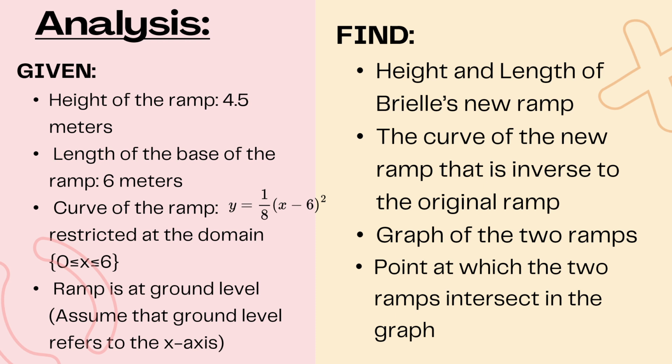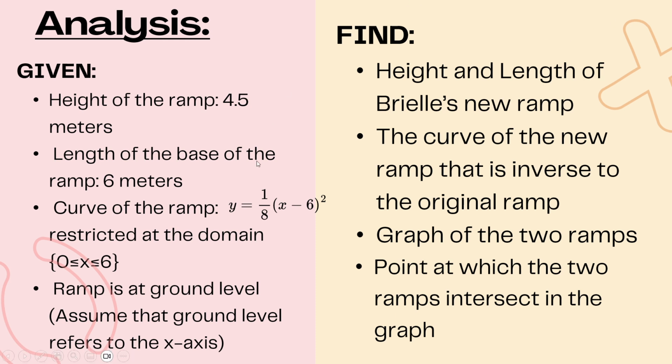For our analysis, the given are the height and the length of the base of the ramp, which are 4.5 and 6 meters respectively, the curve of the ramp, y equals 1 over 8 times (x minus 6) squared, restricted at a domain, and that the ramp is at ground level. Then we were tasked to find the height and length of Brielle's new ramp, the curve of the new ramp that is inverse to the original ramp, the graph of the two ramps, and lastly, the point at which the two ramps intersect in the graph.